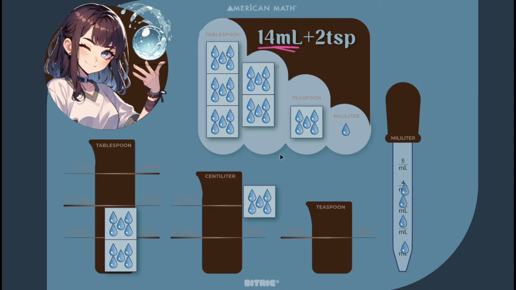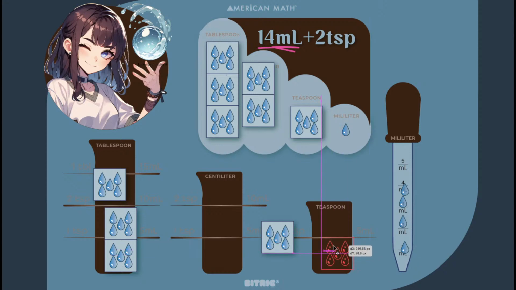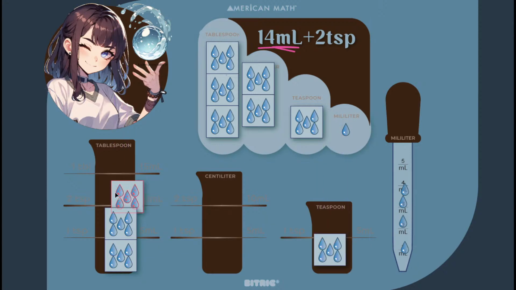So that'd be 1, 2. Then we can take one of these teaspoons and put that over into our tablespoons. Boom, we have a tablespoon, and then drag the final one into our teaspoon, giving us 1 tablespoon, 1 teaspoon, and 4 milliliters.